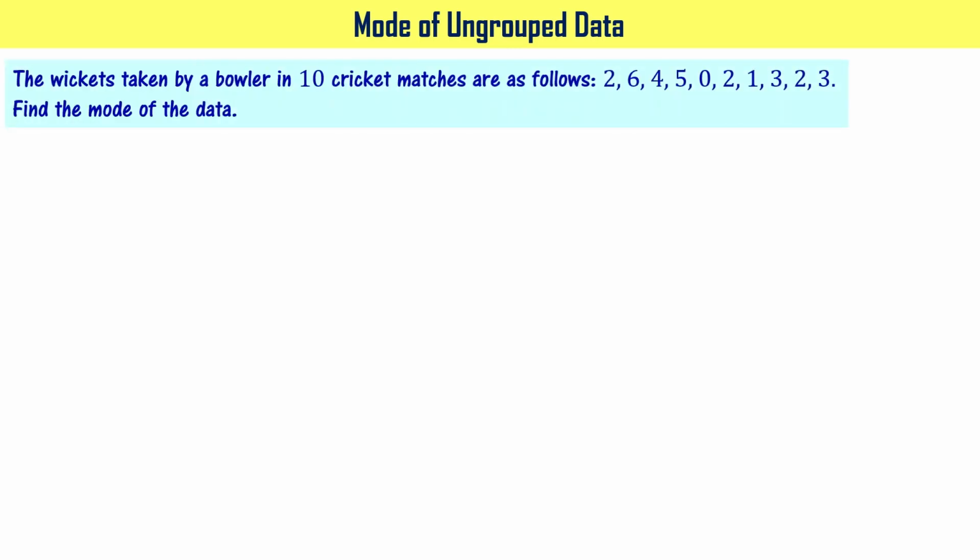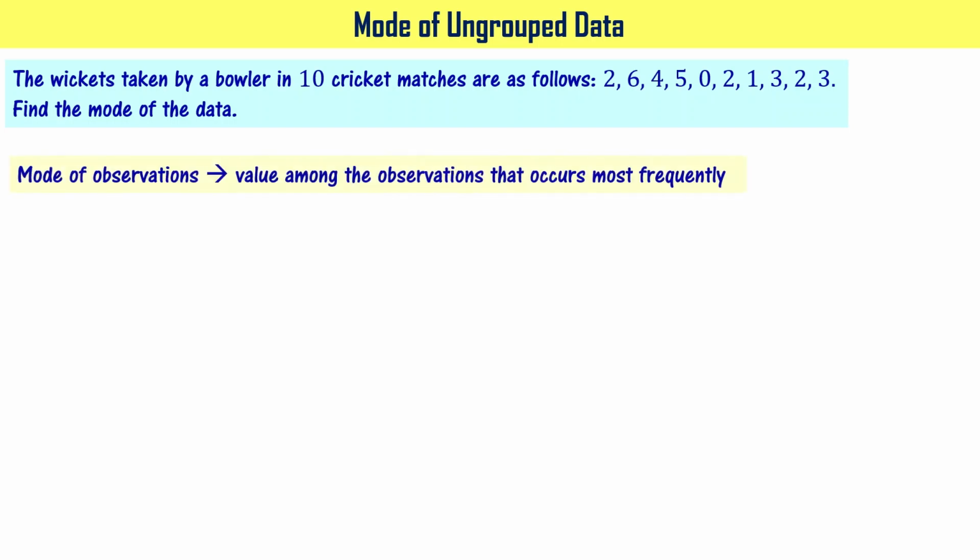Now let us learn about mode of grouped data. Before that, let's quickly recall mode of ungrouped data, what we have learned in the earlier classes. For example, let us consider this problem. The wickets taken by a bowler in 10 cricket matches are as follows: 2, 6, 4, 5, 0, 2, 1, 3, 2, and 3. Find the mode of the data. Mode of observations is defined as follows. It is the value among the observations that occurs most frequently.